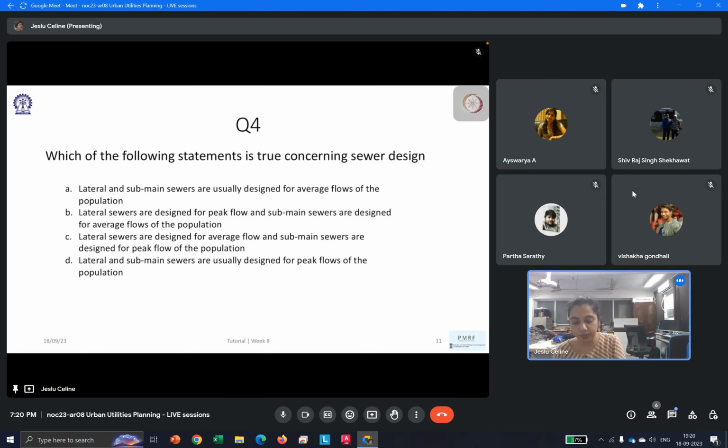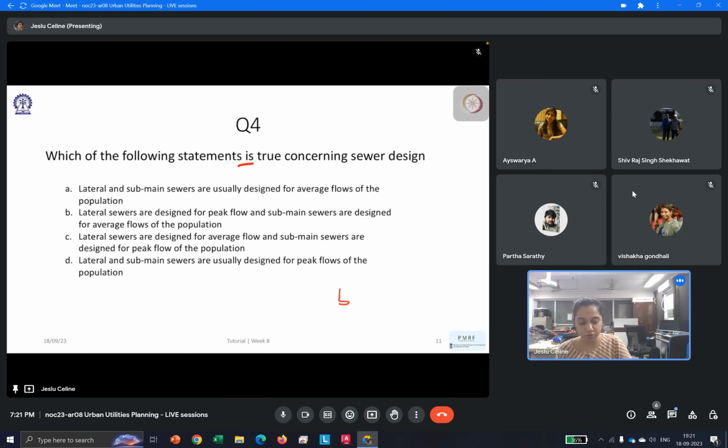Is true, which means there's only one which is correct. Option A, lateral and submain sewers are usually designed for average flows of population. B, lateral sewers are designed for peak flows and submain sewers are designed for average flows of population. C, lateral sewers are designed for average flow and submain sewers are designed for peak flow of population. D, lateral and submain sewers are designed for peak flows of population.